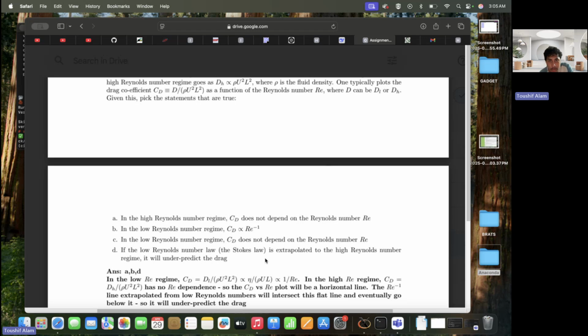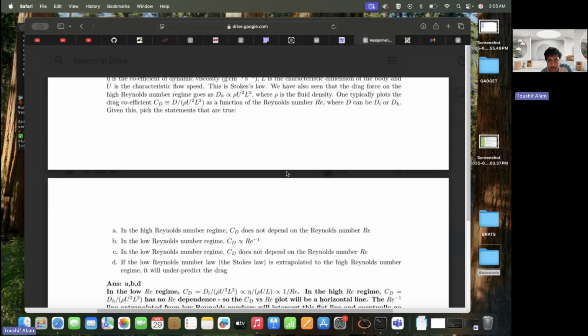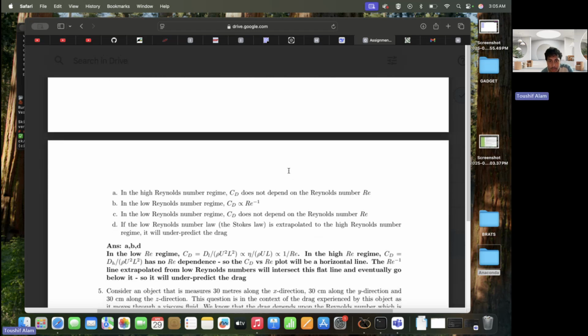So dl dh is also given as proportional to rho U square by L square, proportional to eta by rho UL, proportional to 1 by Re. So obviously B is the correct one.